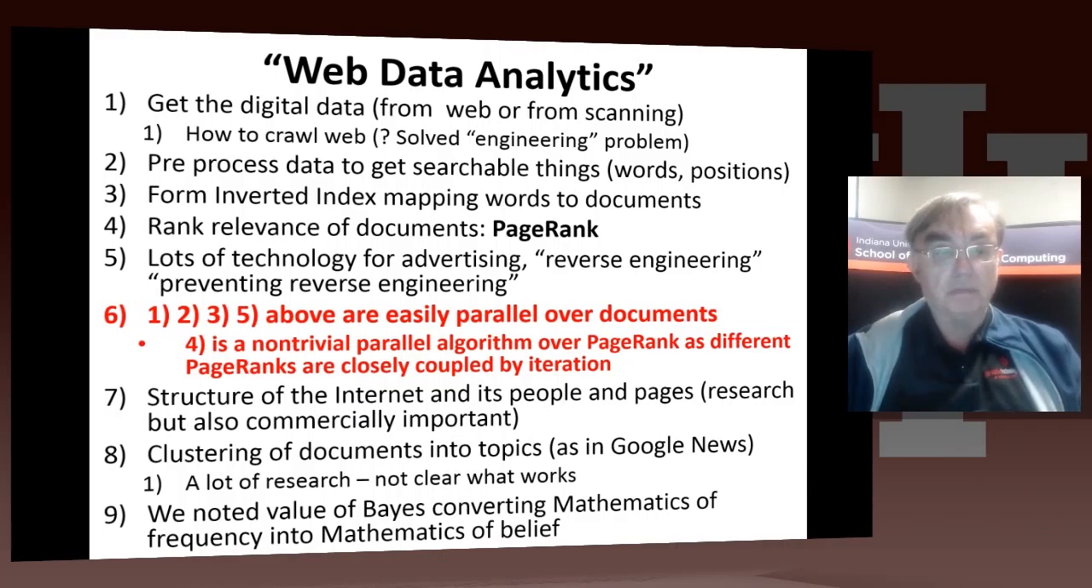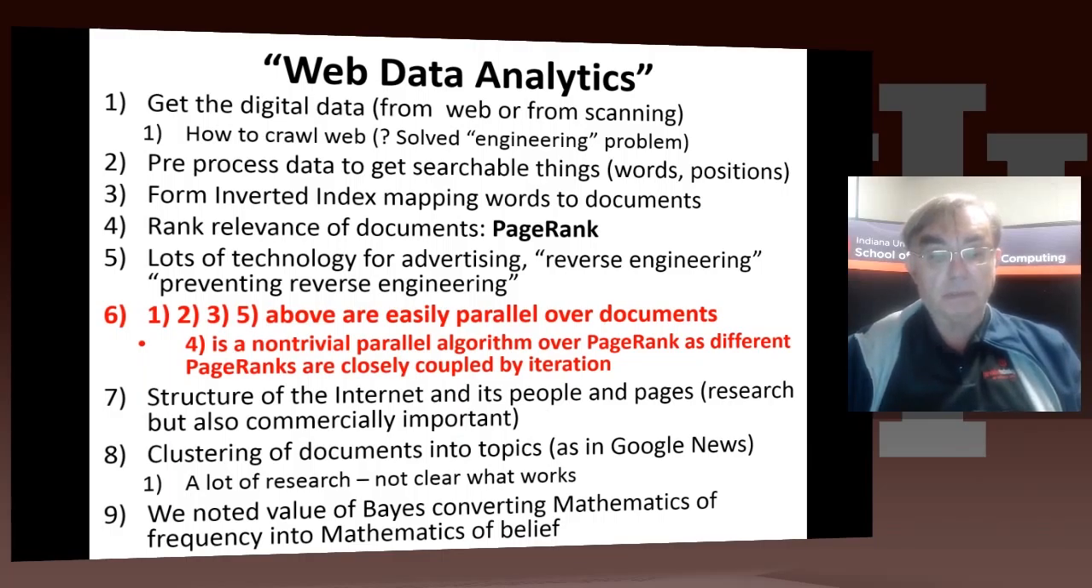If you look at everything except 4, it is sort of trivially parallel, because every document can be processed independently. PageRank is parallel, but not trivially parallel, in that PageRank involves iterations over many sites which are linked together, because you're iterating a formula which involves going to a given site and then looking at all the places it points to.